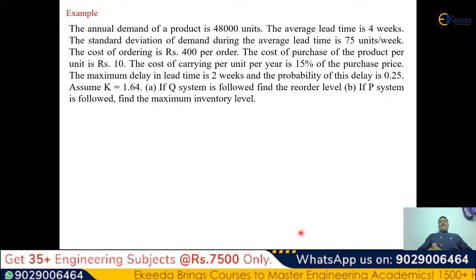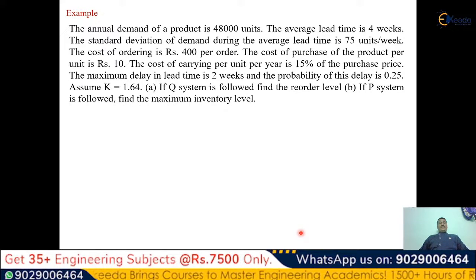So, when we find out an example for this P system and Q system, we will have this example. The annual demand of a product is 48,000 units. The average lead time is 4 weeks. The standard deviation, or sigma, during the average lead time is 75 units per week. The cost of ordering is rupees 400 per order. The cost of purchase of the product per unit is rupees 10. The cost of carrying per unit per year is 15% of the purchase price. And the maximum delay in the lead time is 2 weeks.